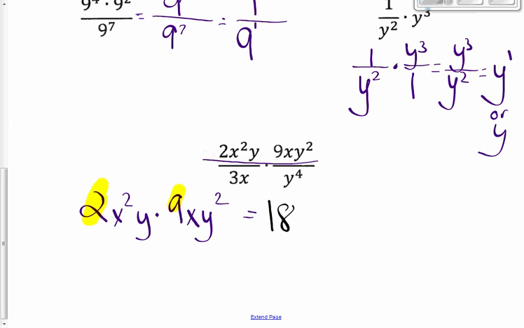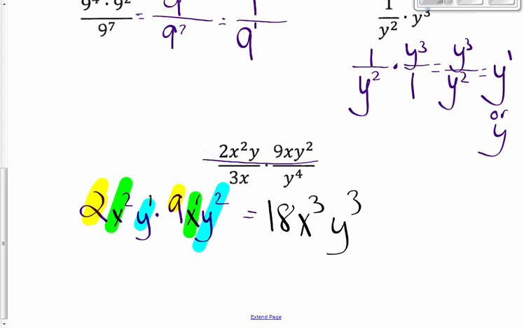Our next one, we're going to do the letter x. We have x squared and x, so 2 plus 1 is going to be 3. And following that, we're going to do y and y squared. Remember, y has the power of 1. When there's no exponent, it's always to the power of 1, not 0, because a 0 exponent equals 1. So now I'm going to have y, and 1 plus 2 is 3.